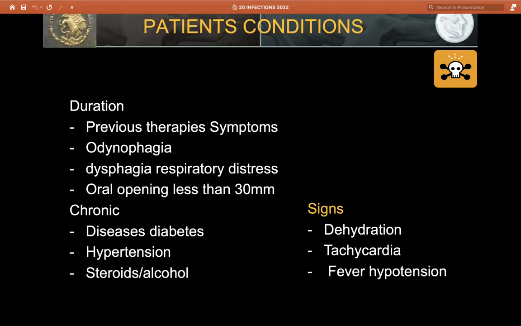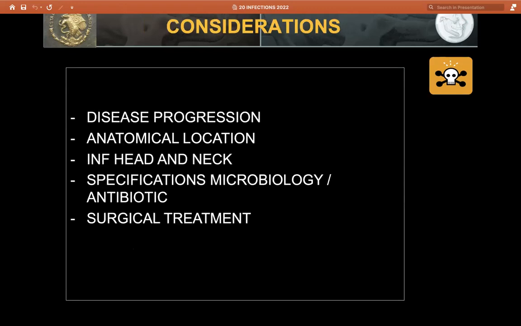You will see someone who is weak, agitated, dehydrated, has tachycardia and fever. Those will be the patients that we need to make sure we take really good care of. So we need to understand the disease progression, understanding and remembering the anatomical location of that.